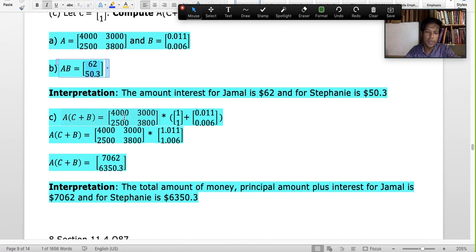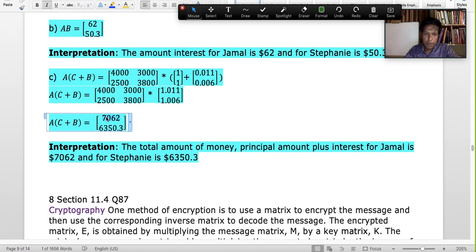Then A into C plus B. So this is C plus B, we just add it, that means 1 point this will come, and then multiplication, that means 4,000 into this, then plus 3,000 into this, then we just add it. After the adding you will get this value. Our matrix multiplication system goes this way, then comes down. Then again interpretation: this is the total amount of Jamal, this is the total amount of Stephanie. Just interpretation.